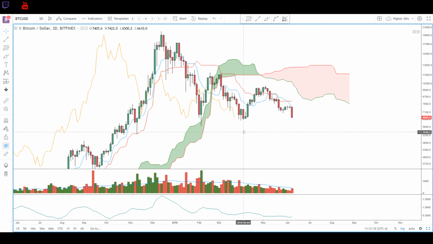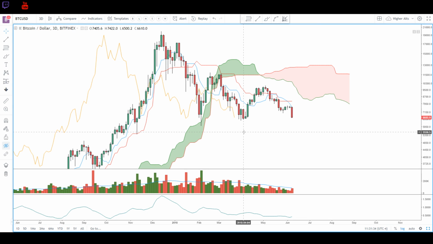Another question. If we move sideways till mid-July, would you consider that bearish or bullish? Depends on how sideways. That's a really vague question. I don't really know how to answer that. Do you see any arguments for fake out or bullish consolidation right now?